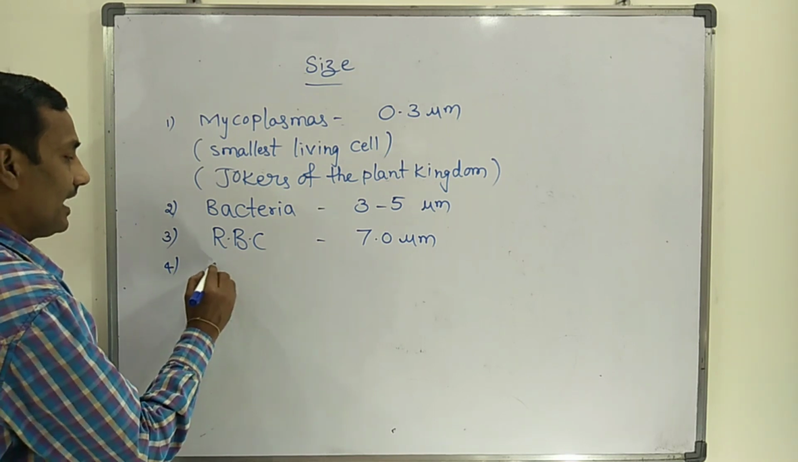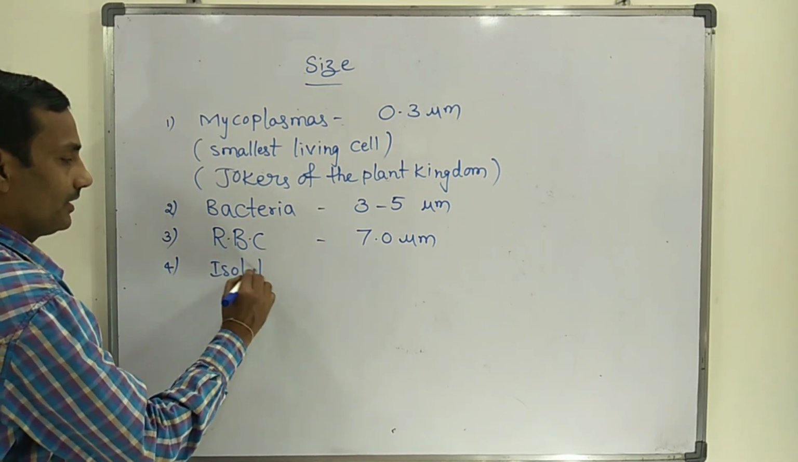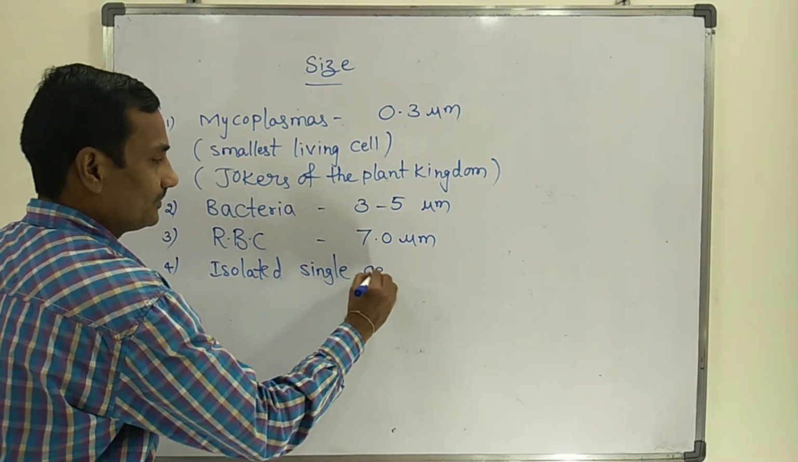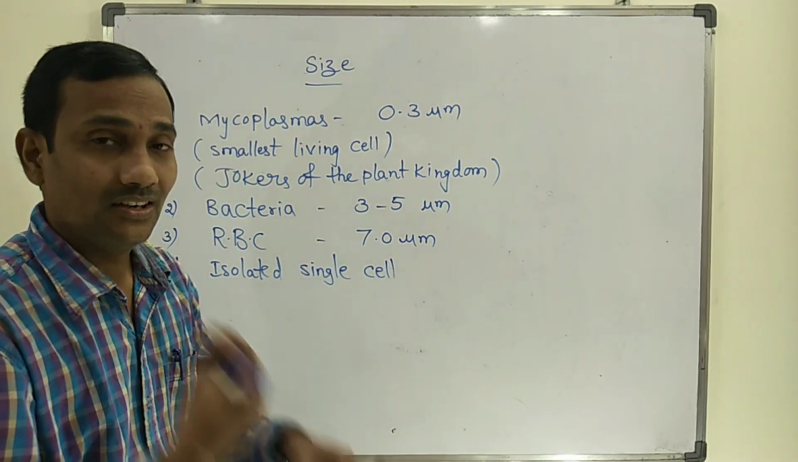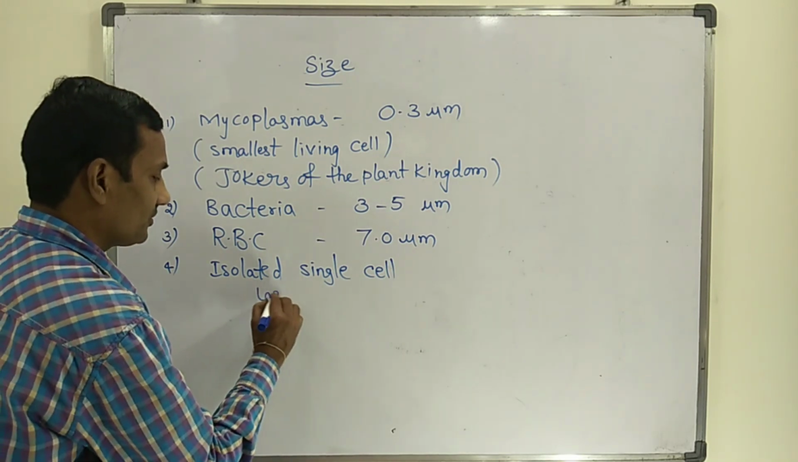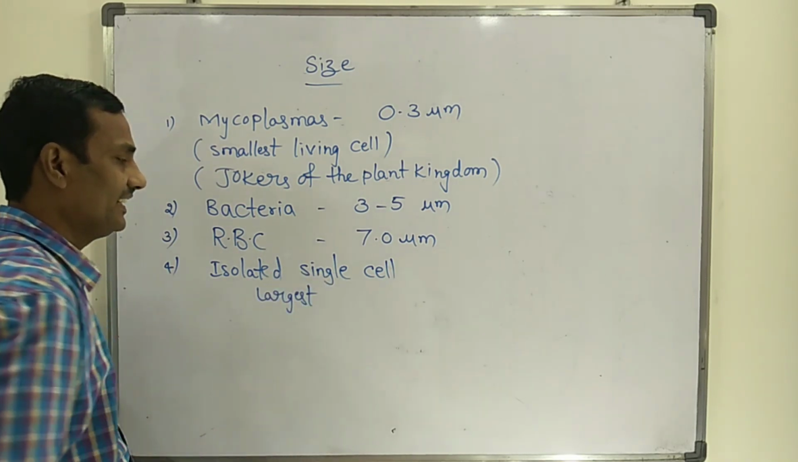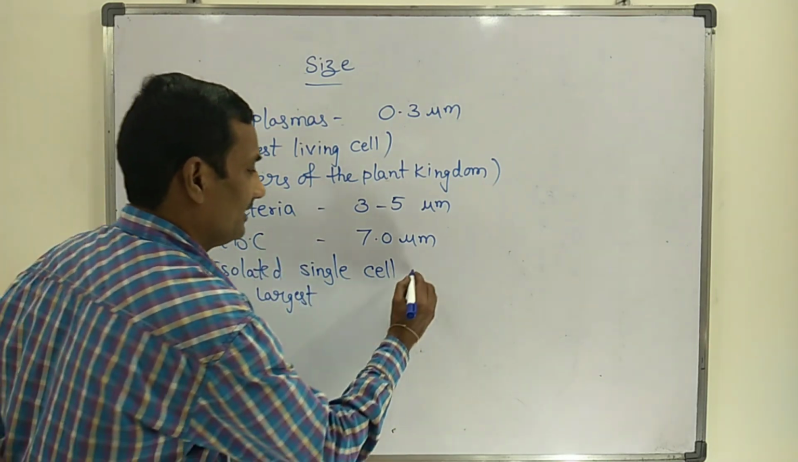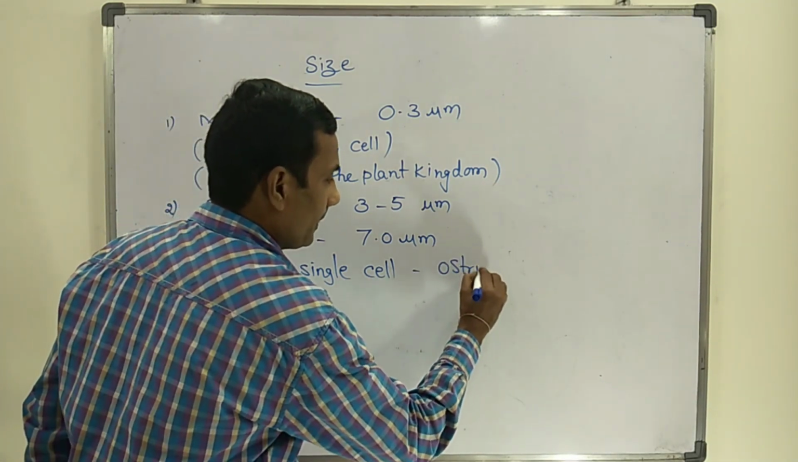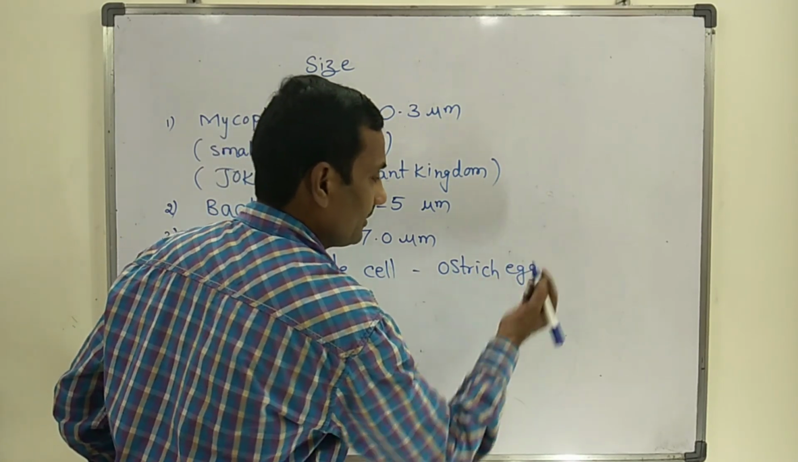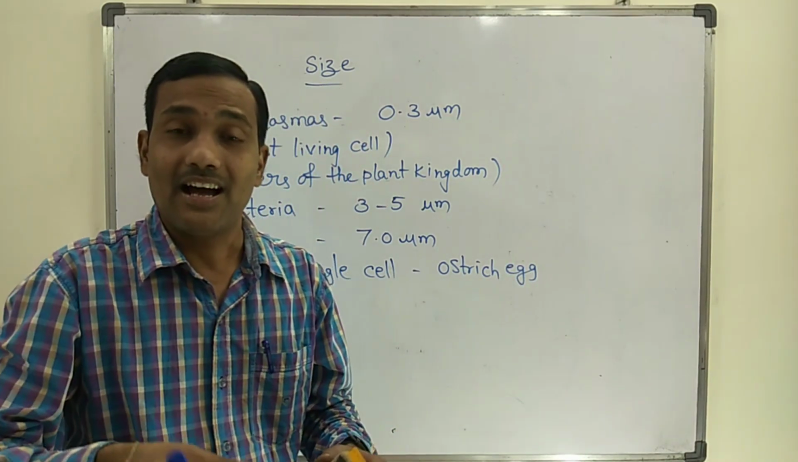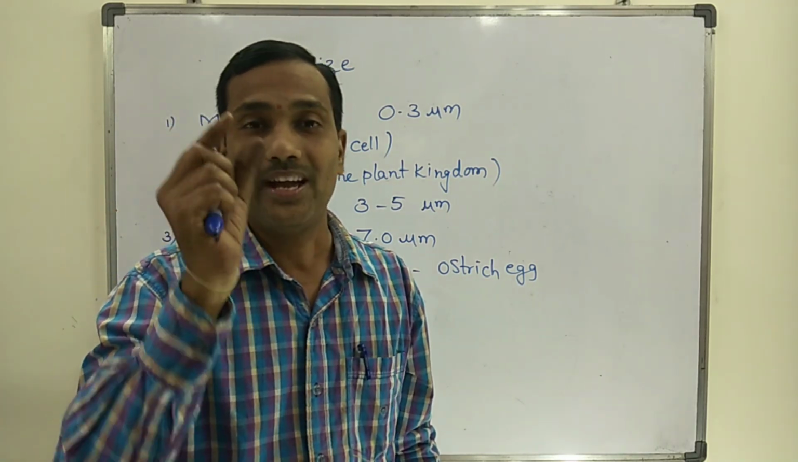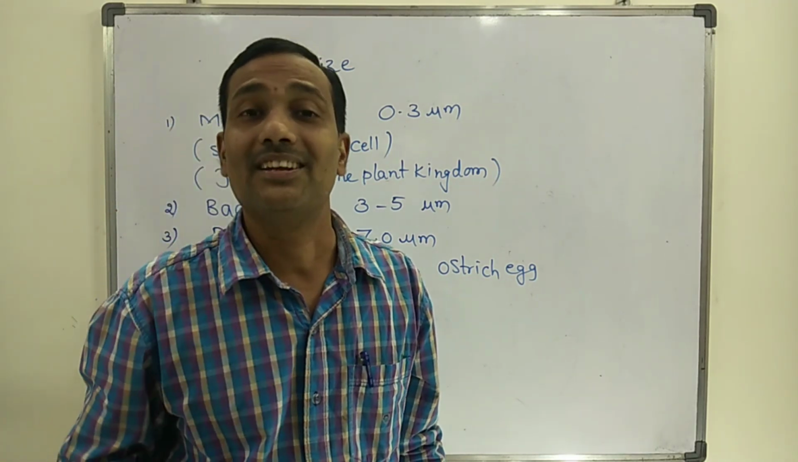Next, the isolated largest single cell. The best example is the ostrich egg. The ostrich egg is an isolated single cell, so we have to consider it as one cell only.